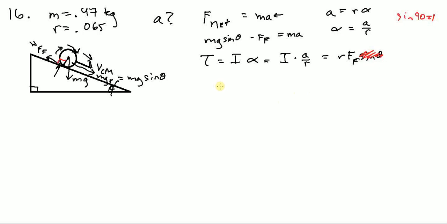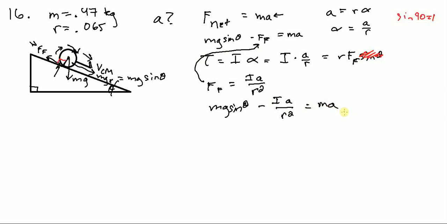All right, so then we can use that to get an expression for force of friction. So force of friction, we're going to rearrange the torque equation, equals I times a over r squared, because we took the r and divided it on that side. Okay, and then we've got mg sine theta minus I times a over r squared equals ma.